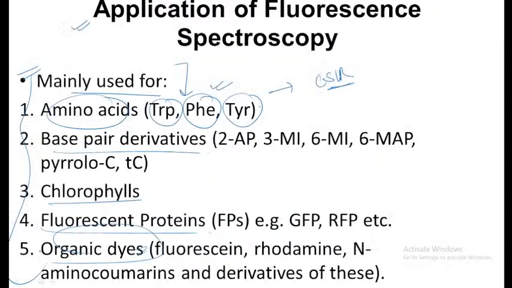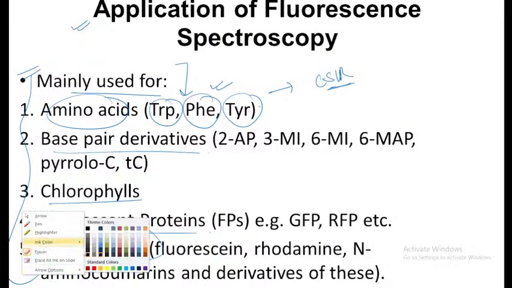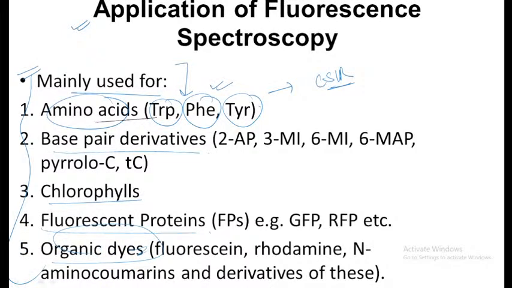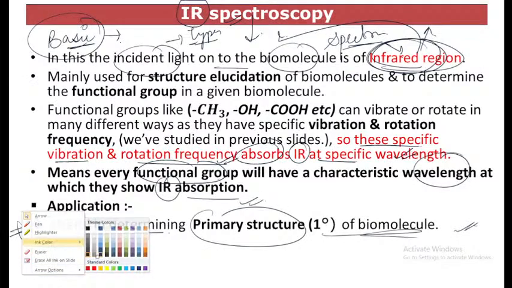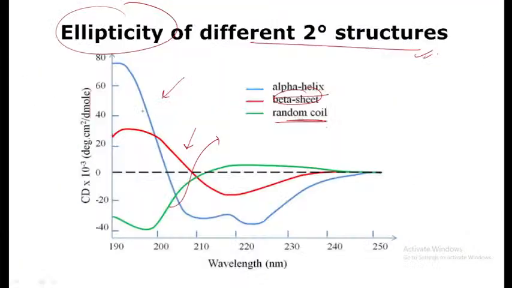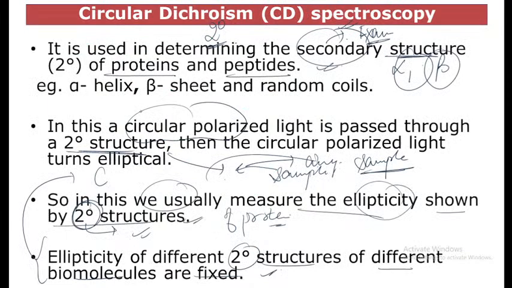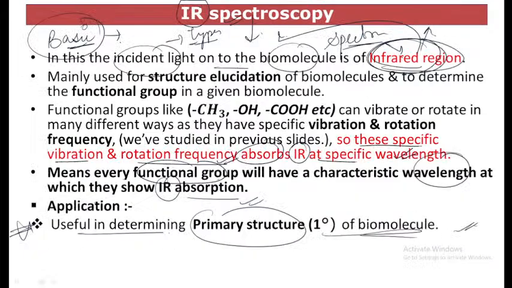Next we have the fluorescence. Fluorescence is again not used for it. Fluorescence is used for what? It is used for the amino acids, for the base pair derivatives, chlorophylls, etc. So fluorescence microscopy also cannot be the answer. Then we have infrared. Infrared is used for determining the primary structure.